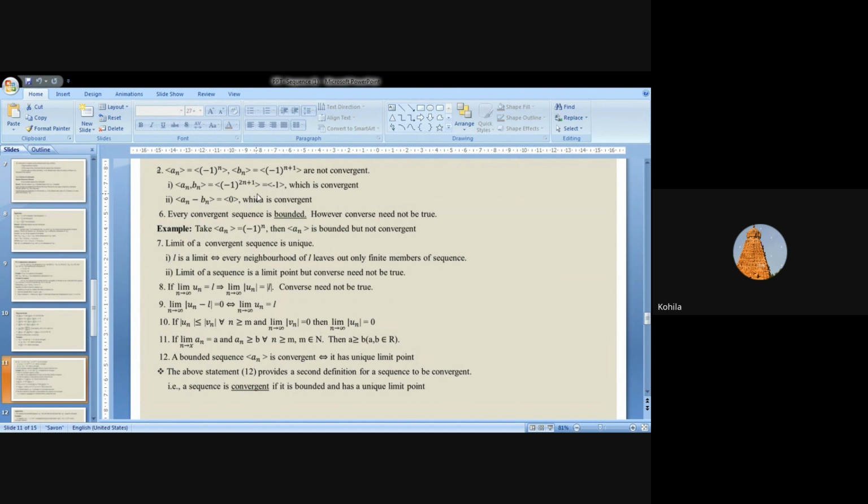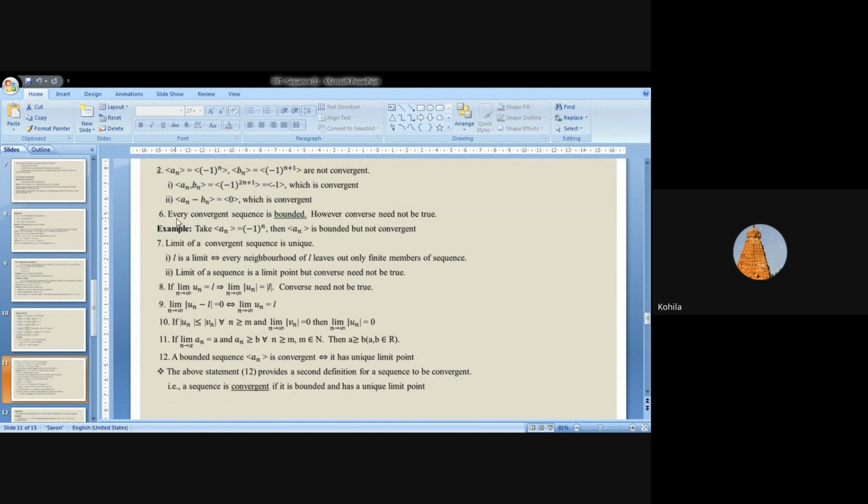It's the same sequence, minus 1 power n, then minus of b_n, minus of minus 1 power n plus 1, which results in two sequences converging to the point 0.